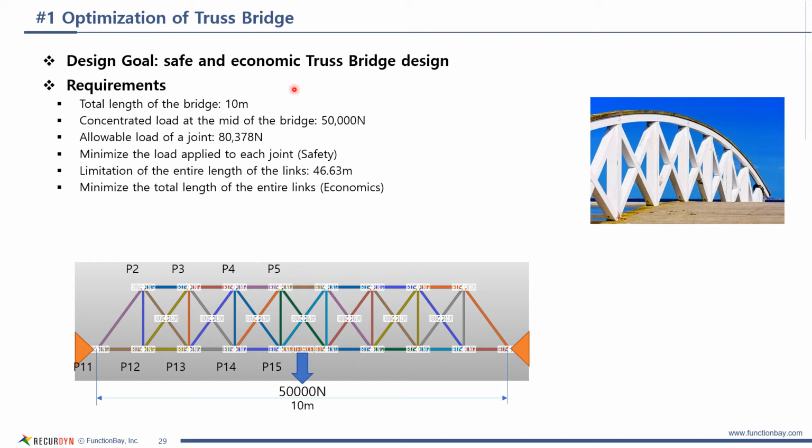Here are the requirements for the design. First, the length of the bridge is 10 meters. This is unchangeable. A concentrated load of 50,000 Newton is applied to the middle of this bridge. The allowable load of each joint is 80,378 Newton. One of the goals of the optimization is to minimize the load applied to each joint. This is related to safety. The limit of the entire length of the links is 46.63 meters. Considering economics, the total length should be minimized.